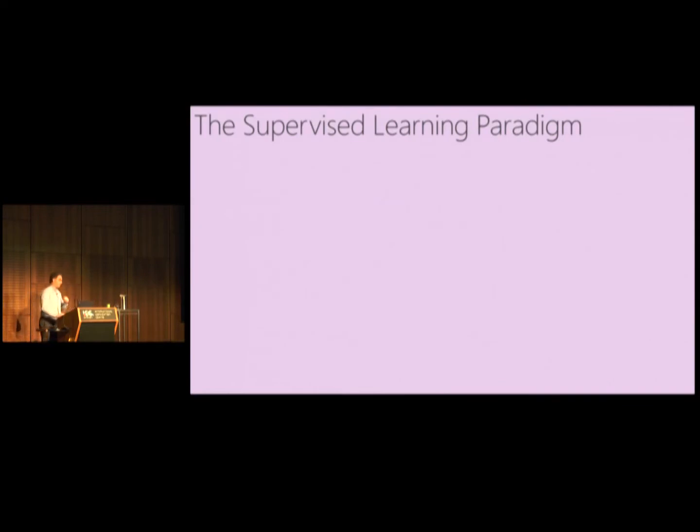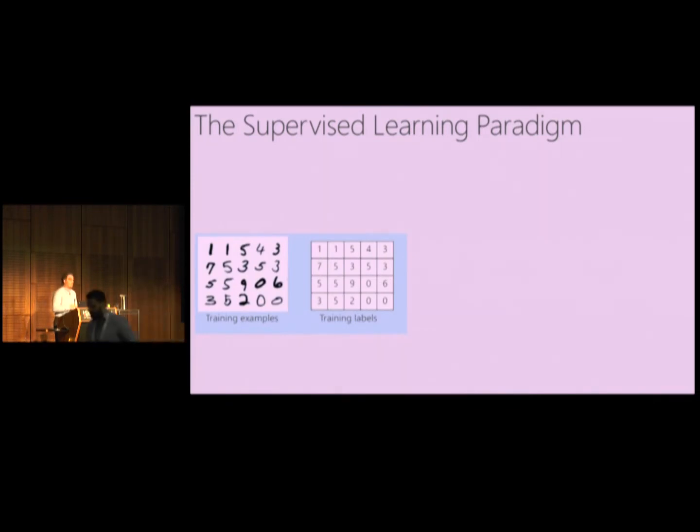All right, so let's start with the supervised learning paradigm. Supervised learning is kind of the bread and butter of machine learning. It's where most of the economic value has occurred. So in supervised learning, what happens is you start with some training examples.